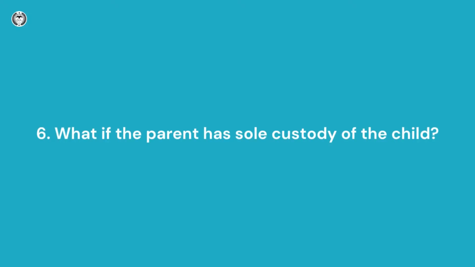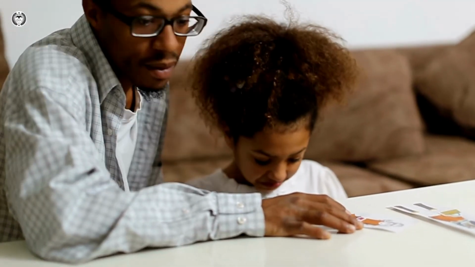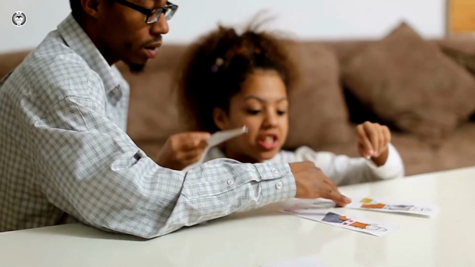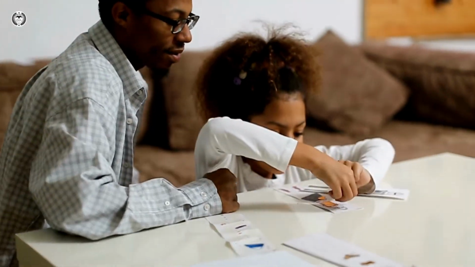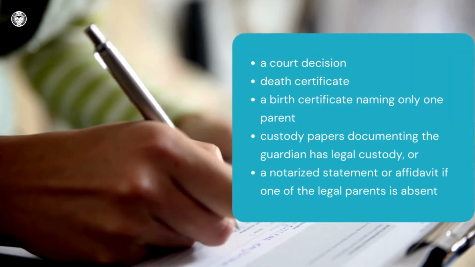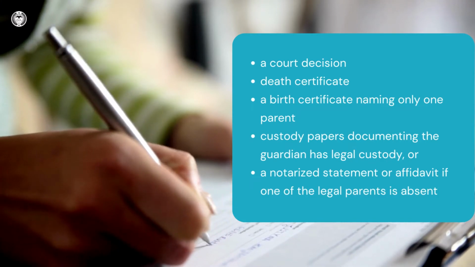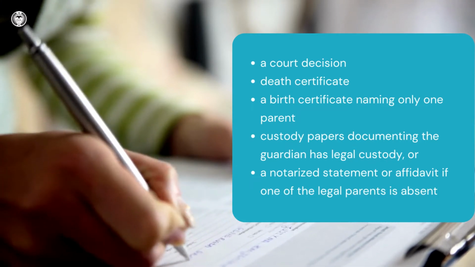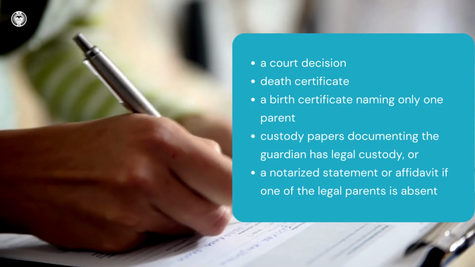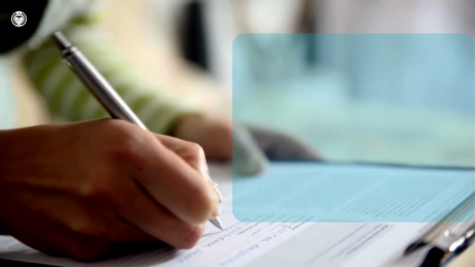What if the parent has sole custody of the child? In that case, the parent traveling with the child might consider bringing certified copies of the following supporting paperwork, such as a court decision, death certificate, a birth certificate naming only one parent, custody papers documenting the guardian has legal custody, or a notarized statement or affidavit, if one of the legal parents is absent.